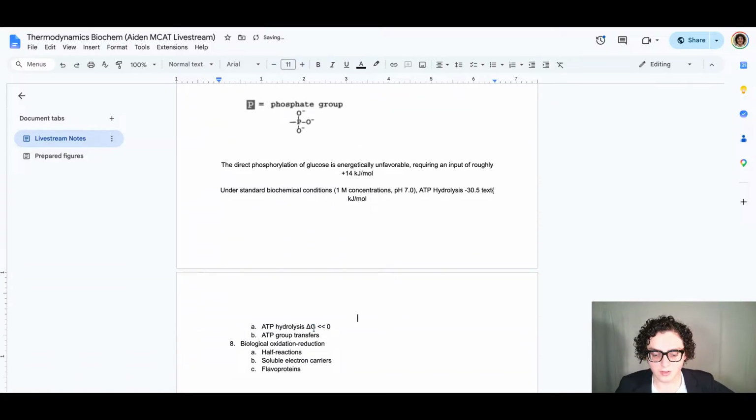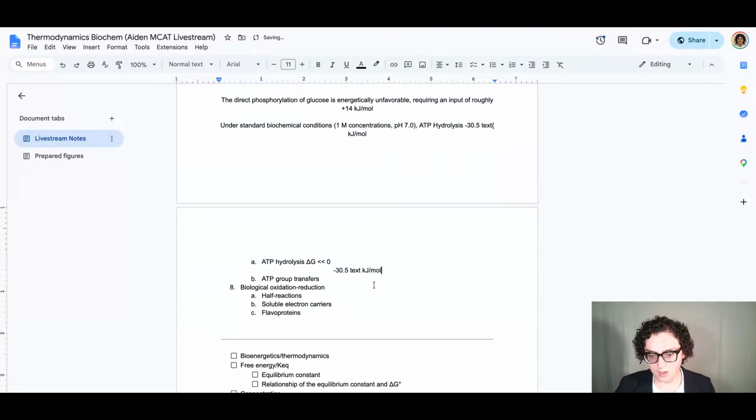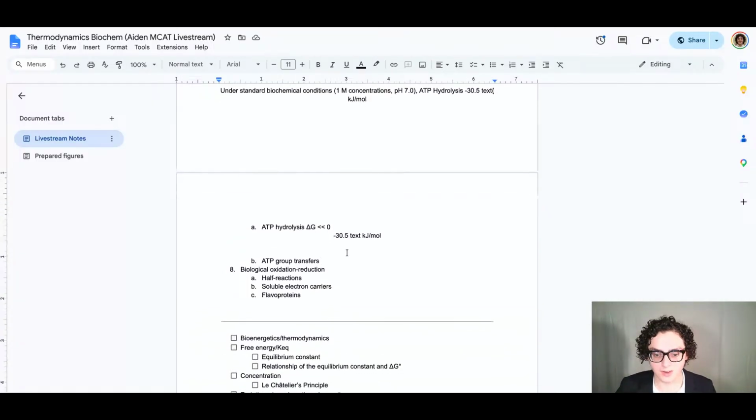So ATP hydrolysis, indeed, yes, AAMC, that delta G is less than 0. It's not the most energetically favorable thing ever, but it is energetically favorable enough to make that the energy currency of our cells. So that Gibbs free energy change powers our cells' reactions.